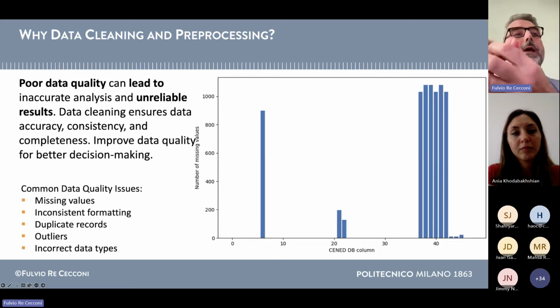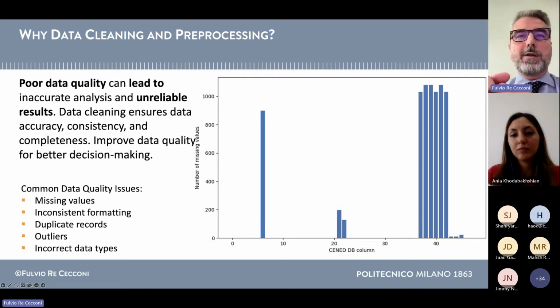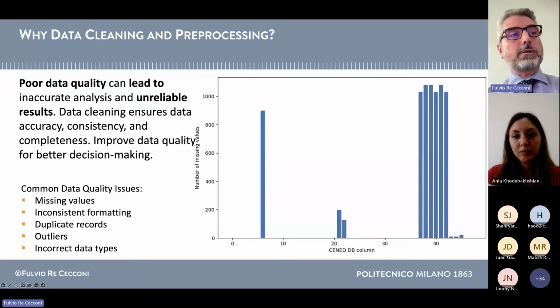The most common data quality issues you will find are missing values, inconsistent formatting of the data, so that on a column, on a feature, you will have data formatted in different ways, duplicate records, outliers, and incorrect data types.